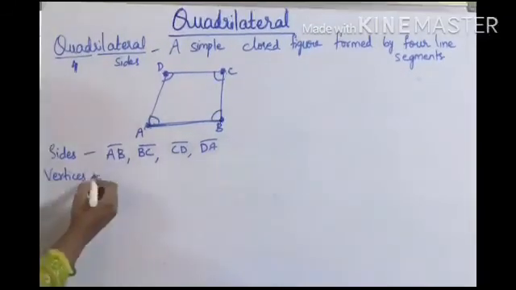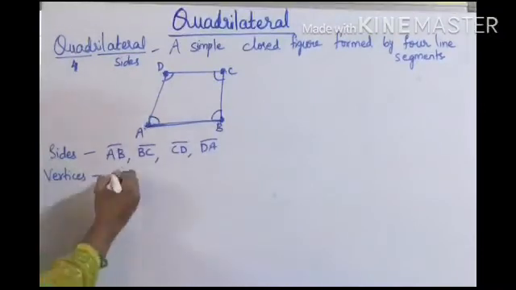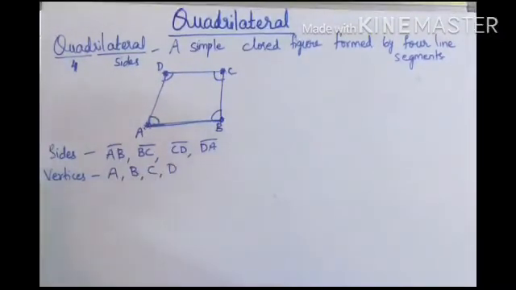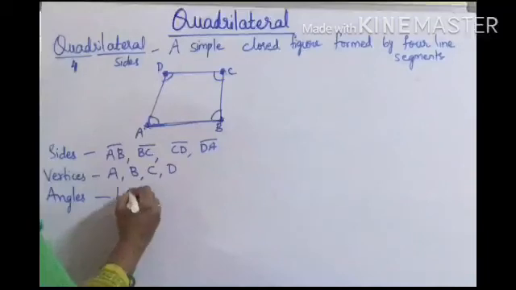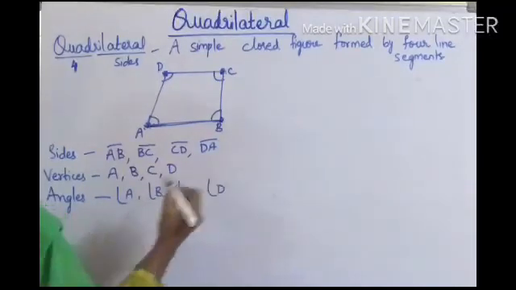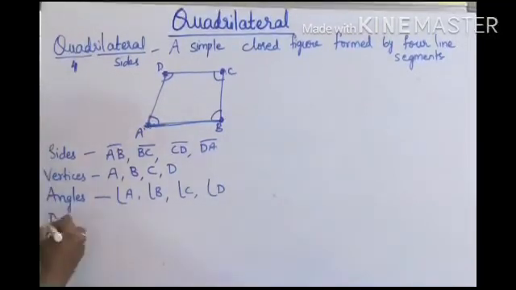Now what are the vertices? Vertices are nothing but the corners. Here A, B, C, D are the four vertices. Next, coming to angles. Here you have four angles: angle A, angle B, angle C, angle D. You can represent them either with a single letter or with three letters. Next, coming to diagonals.